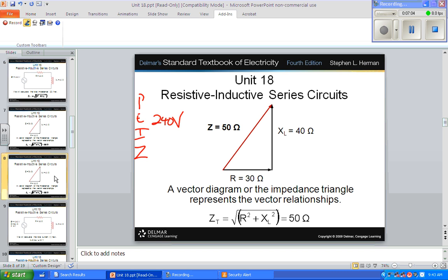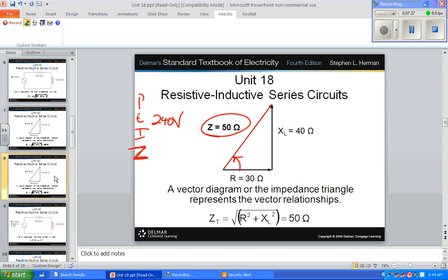Now, we don't know what this is yet, because Z is this thing right here. Now, they say it's 50 ohms. We're going to check that, because we're going to find it by the angle instead of Pythagorean theorem. I'll show you in a minute why we're going to do that. Okay, so what function do we have if I'm looking at the side opposite and the side adjacent? I've got the tangent, so I want to find the angle.